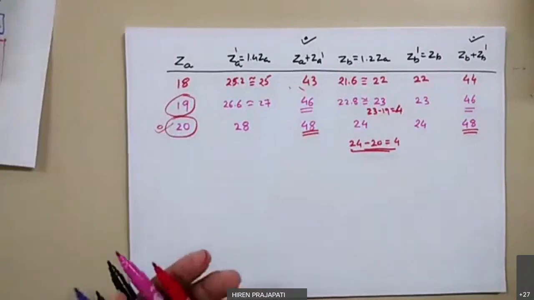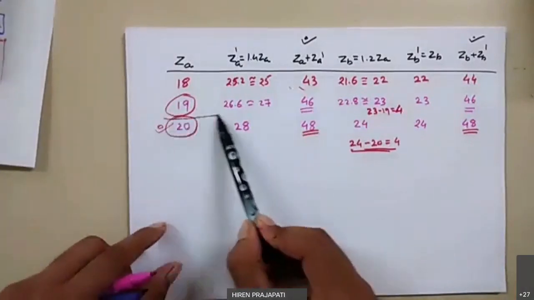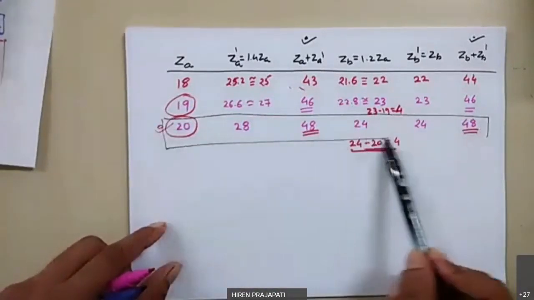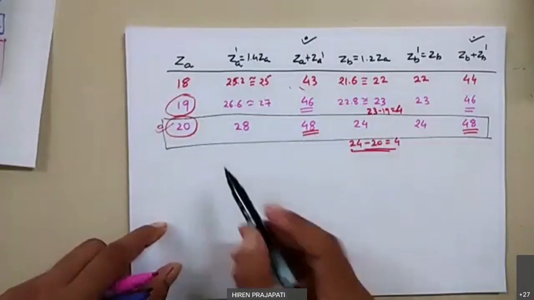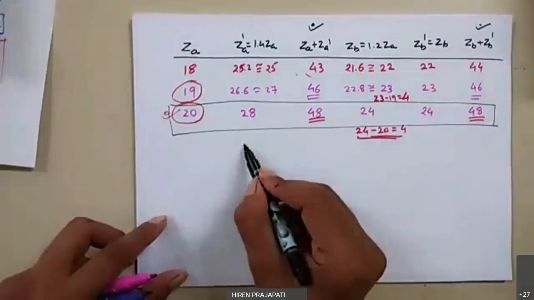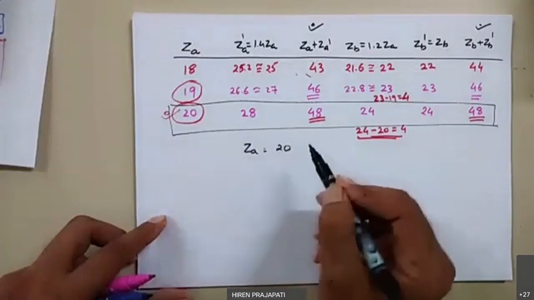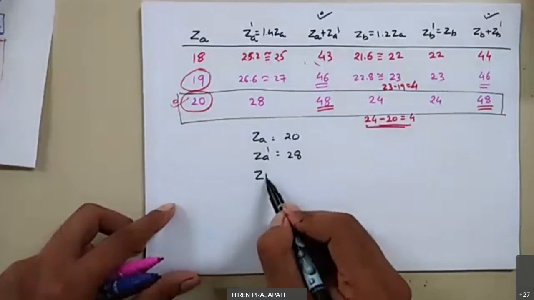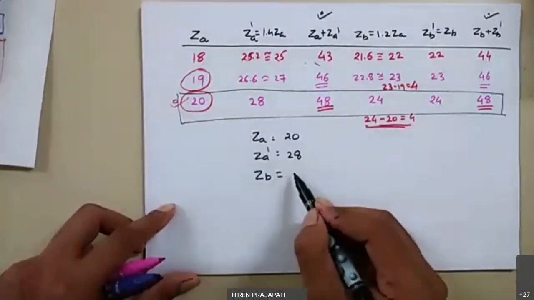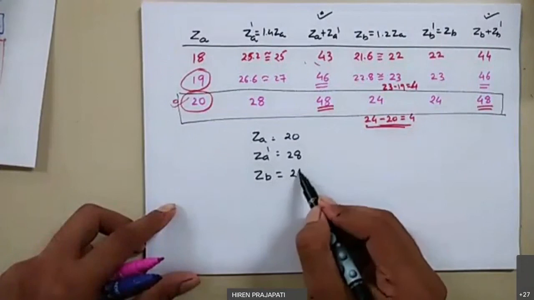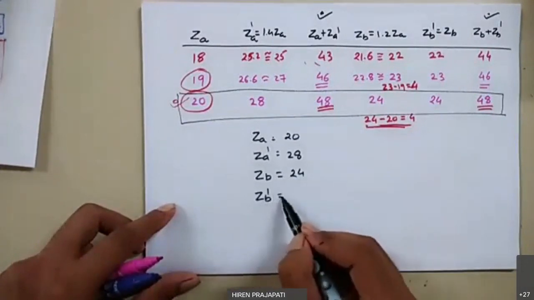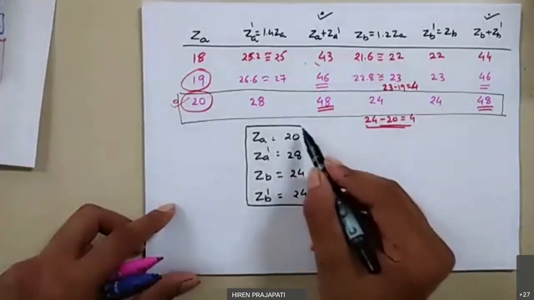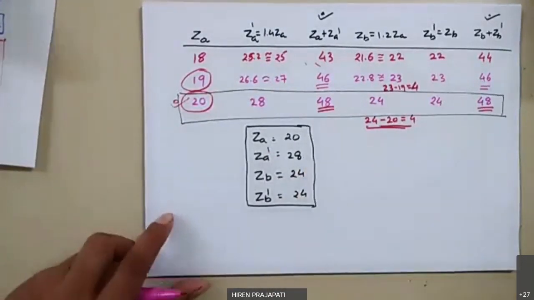So if we select 20, then these are the numbers of teeth on the gears. If we summarize, ZA is 20, ZA dash is 28, ZB is equal to 24, and ZB dash is equal to 24. So this is the result of stage 1. Now if you have any doubt, then you can ask.